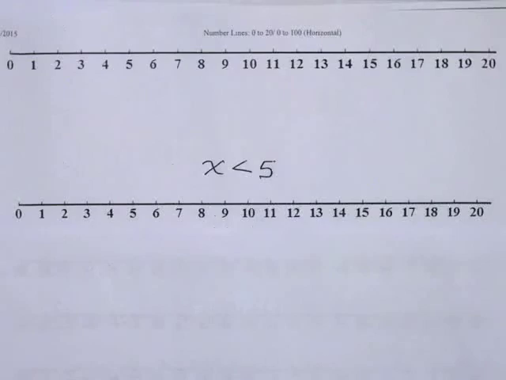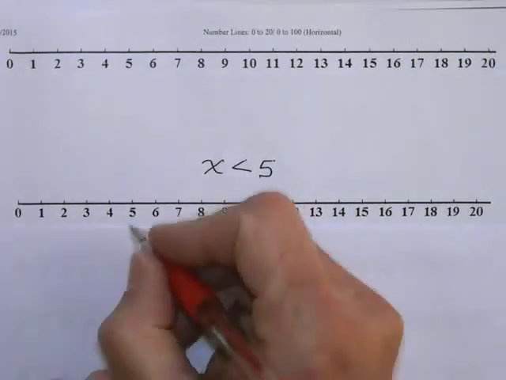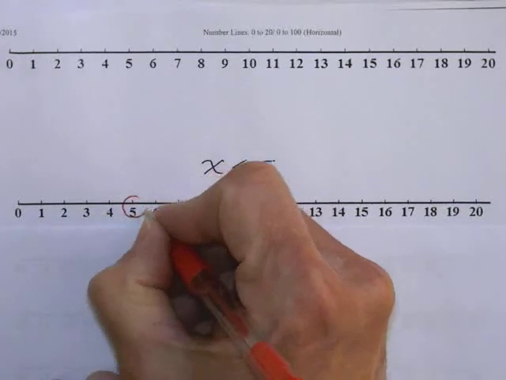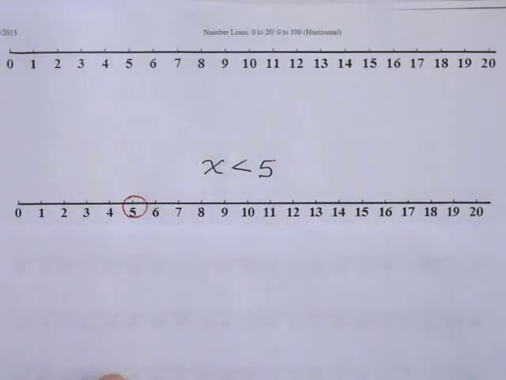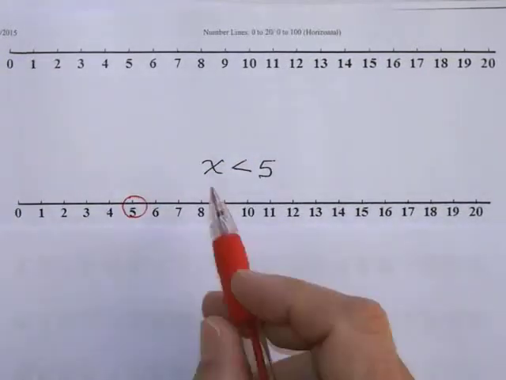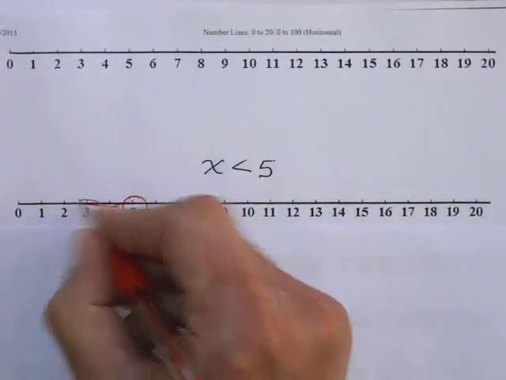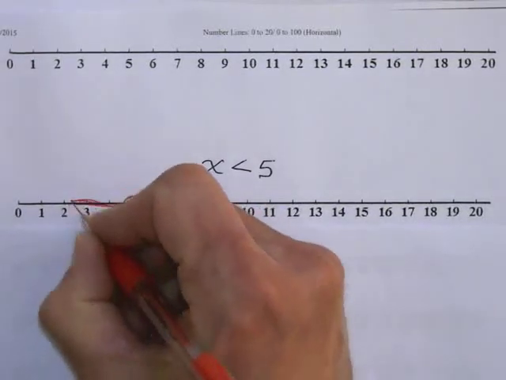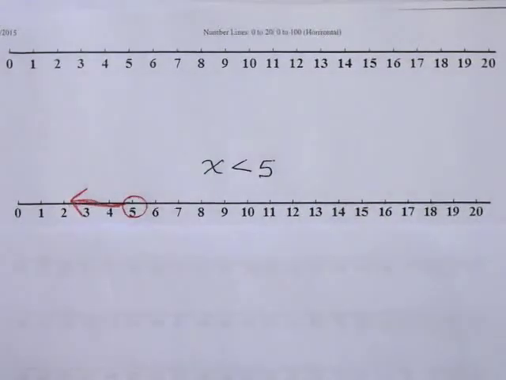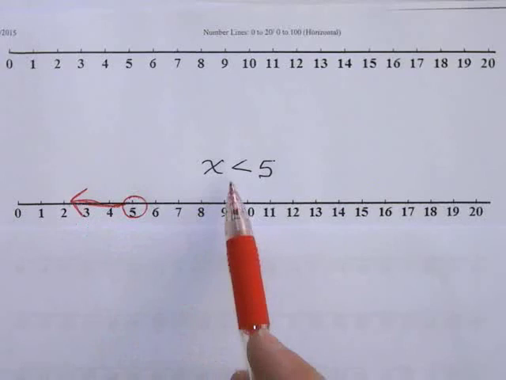In this example, I'm going to graph the inequality x is less than 5. And the way that we do this is we use a circle around the number 5. So let's find our 5. We're going to draw a circle, and that circle is going to be open. And then we're going to draw an arrow to the left because x is all numbers less than 5. And I would draw an arrow down the number line like this. And this arrow is showing that every number less than 5 is a solution for this inequality.